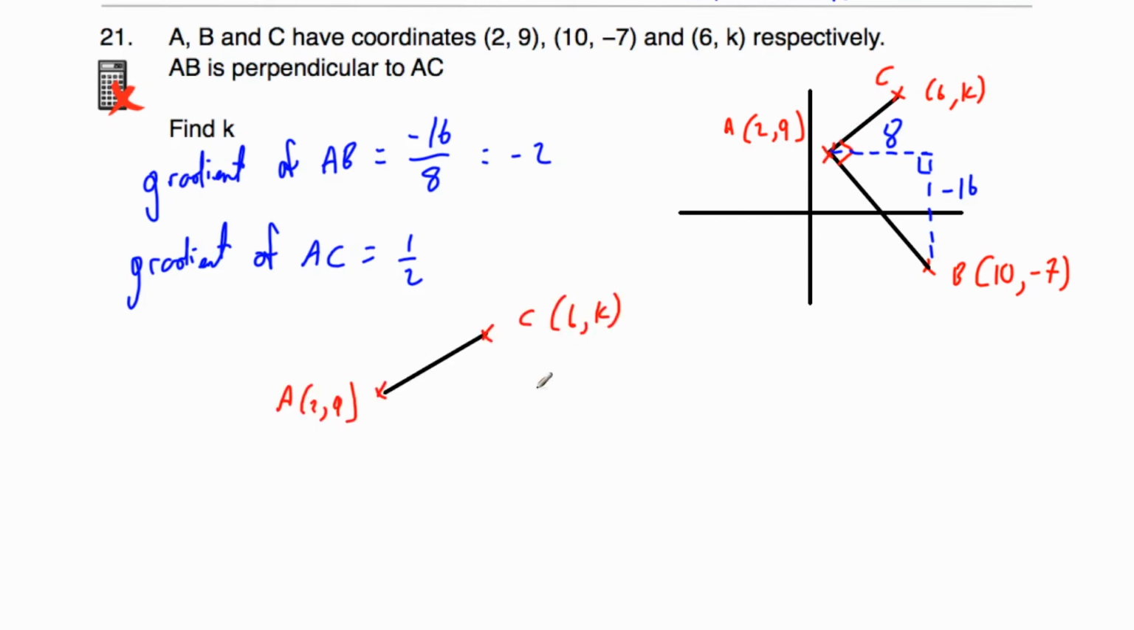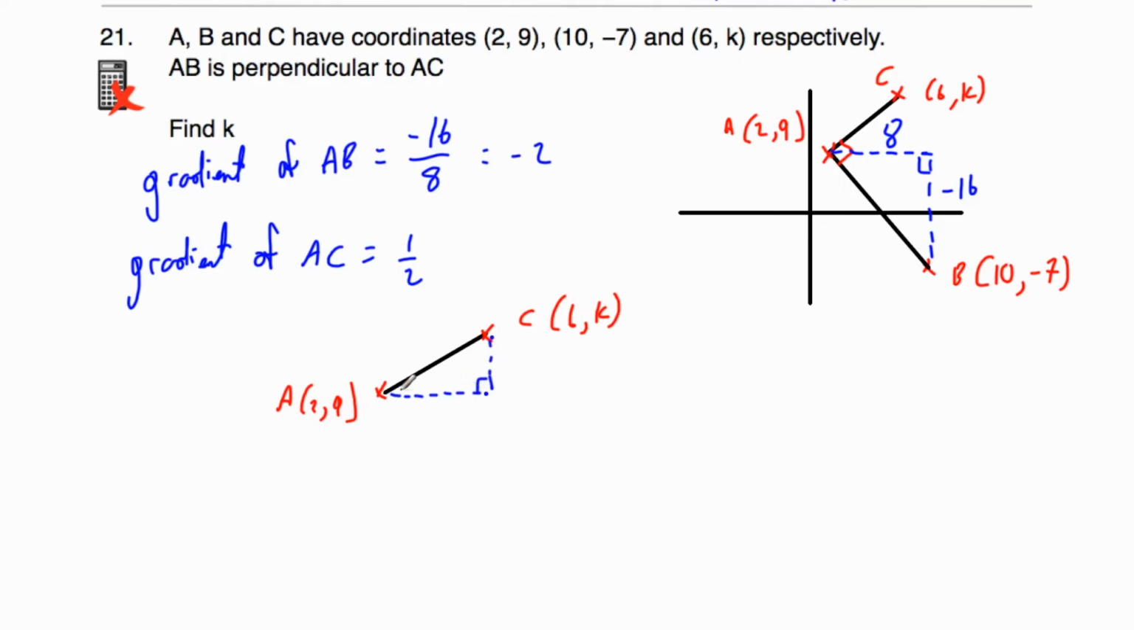Now we know the gradient of this line is equal to a half, we can work out the value for k. I've just drawn a sketch of the points A and C. We've got the point A, which is (2, 9), and the point C, which is (6, k). That's this part of the diagram, which I've just drawn here. We know the gradient of this line is equal to a half. So let's look at it and find the rise and the run if we can. Let's draw a little triangle, going across and up.